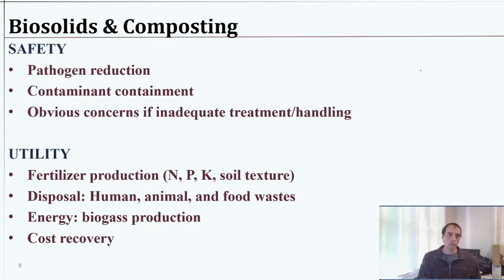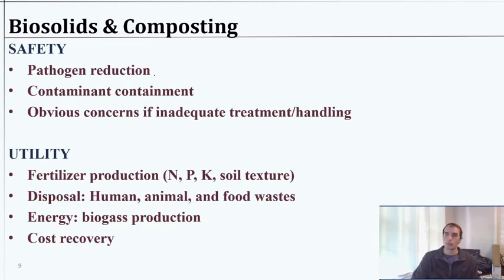So we can actually do some advanced type of composting for our municipal wastewater sludge, and then relatively safely apply that to land as a fertilizer or for some other purposes. When we consider that, there's a few obvious concerns. First would be pathogen reduction. We don't want to be growing all of these bacteria and having so many bacteria in our system and then directly go and put that on planted crops that we're going to eat, right? That's a very bad idea.